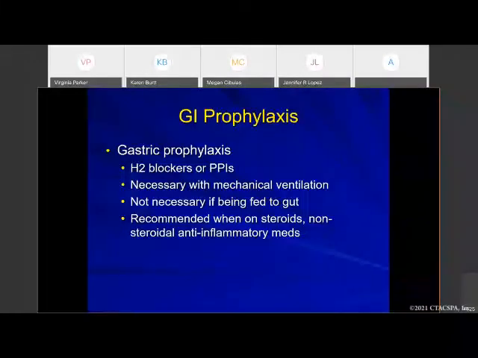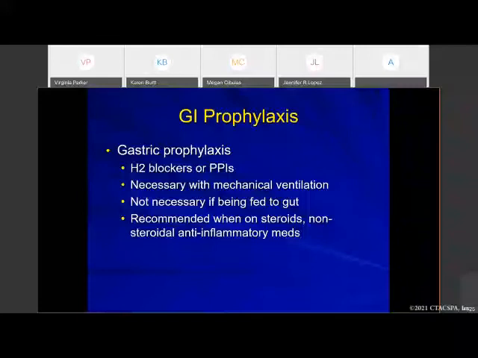GI gastric prophylaxis, either H2 blockers or PPIs. H2 blockers are getting a bad name. I guess PPIs too a little bit, because the infectious disease guys don't like them because it gives you a higher chance of C. diff. Those people who weren't getting antibiotics, what caused C. diff here?